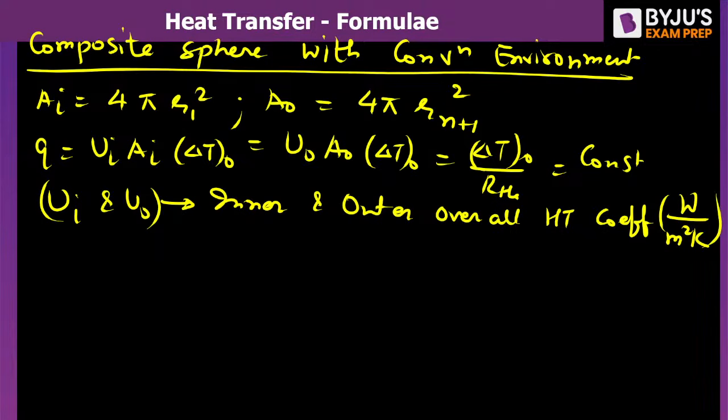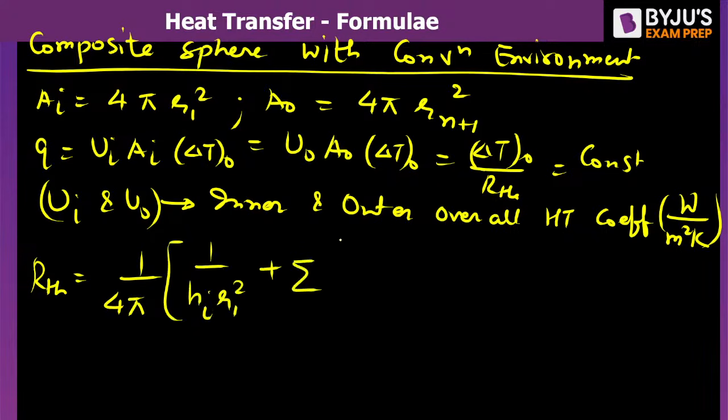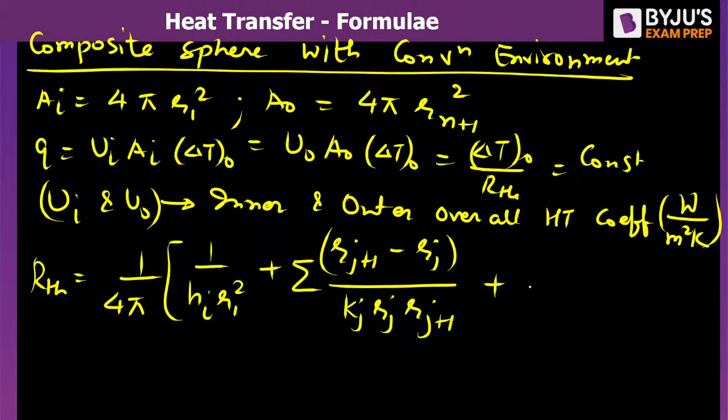So here the thermal resistance will be equal to, what is the thermal resistance? 1 upon 4 pi, then 1 upon hi into r1 square plus summation of (r j plus 1 minus r j) upon kj into r j plus 1 into r j, plus 1 upon h naught into r n plus 1 square. This is the equivalent thermal resistance.